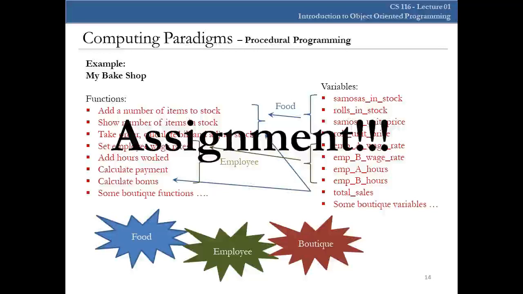Now, what I want you to do is work on these three objects: food, employee, and boutique, and you will define at least 3 variables and 3 functions for each. For food and employee, you can use the same variables and same functions as I have already defined, but for boutique, you will have to work from scratch by yourselves, right? Any further details and the grading criteria, we'll be discussing in the upcoming live session.